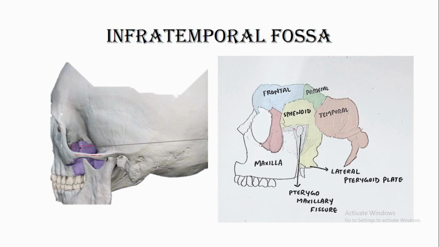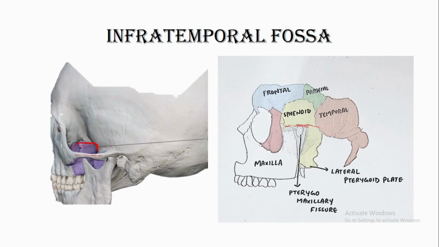So the roof of the infratemporal fossa, medially, is formed by the infratemporal surface of the greater wing of sphenoid. Greater wing of sphenoid is this, and a small part of the squamous temporal bone. So the roof is formed by a small part of the squamous temporal bone and the infratemporal surface of the greater wing of sphenoid. Laterally, the roof is incomplete because the infratemporal fossa communicates with the temporal fossa laterally through the space just deep to the zygomatic arch.